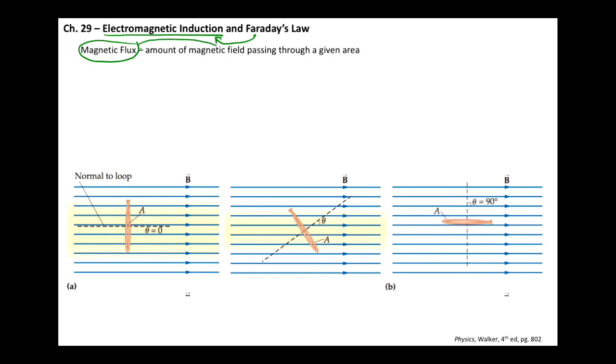Ooh, I need another arrow. Can it squeeze through there? Oh, there we go. Okay?